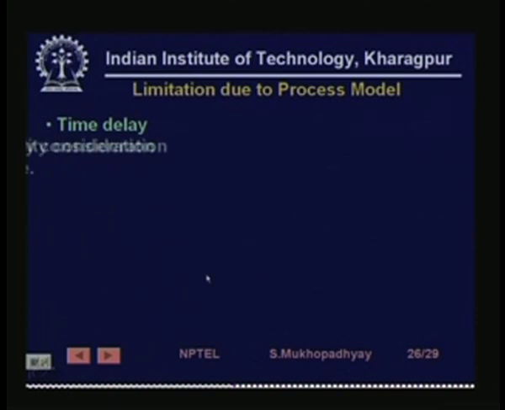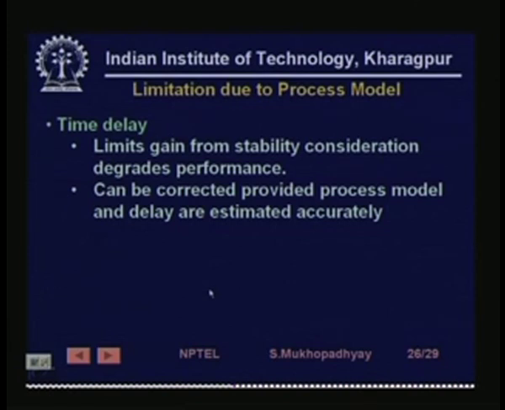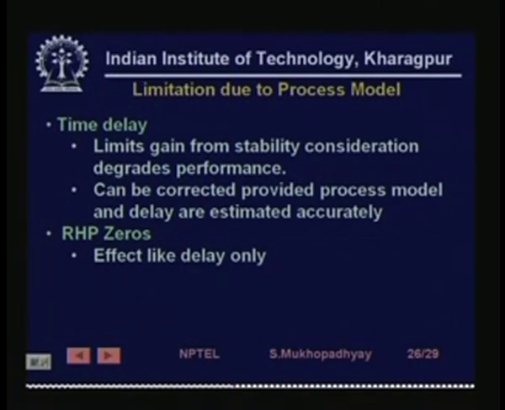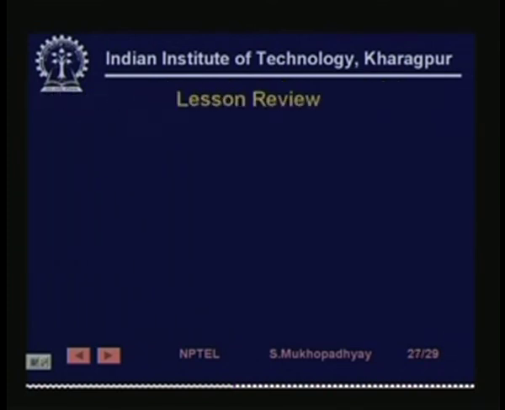Similarly, in process models, as we have already seen, time delay causes stability problems and degrades performance, and the gain has to be kept low. If the time delay and the process parameters are known accurately, then some of them may be corrected, but it is very difficult to know them accurately, and the process model also keeps shifting. Right half plane zeros are like delays and model errors. Remember that model errors are always high in the high frequency zone. So, by increasing the bandwidth, you are going into the uncertain zone. So, you need to limit the closed loop bandwidth such that the models are fairly accurate.